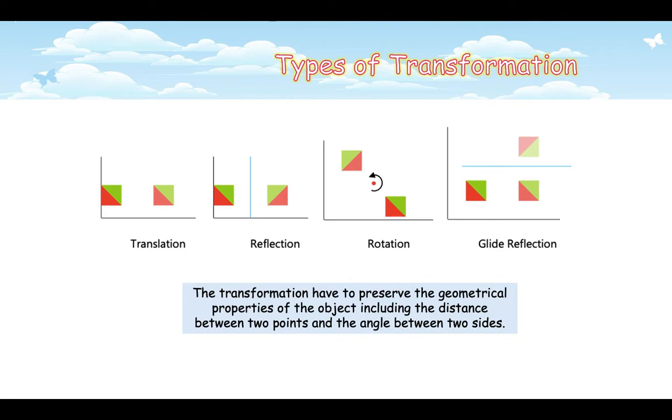What kind of transformation enables you to perform tessellation? The transformation here has to preserve the geometrical properties of the object, including the distance between 2 points and the angle between 2 sides. Here, there are 4 types of transformation that will work. They are translation, reflection, rotation, and glide reflection.